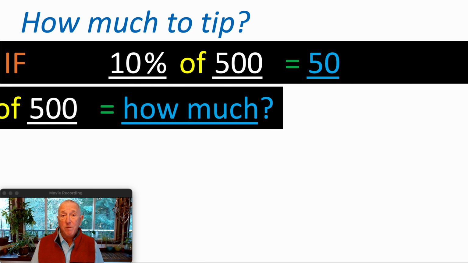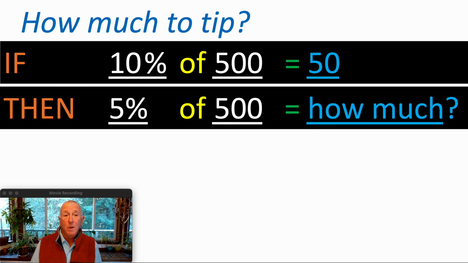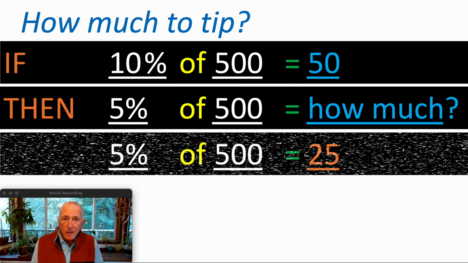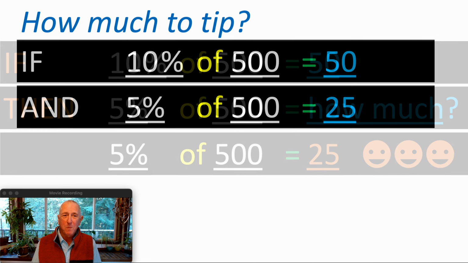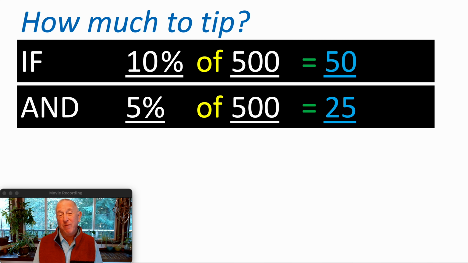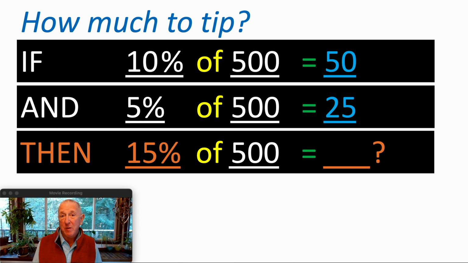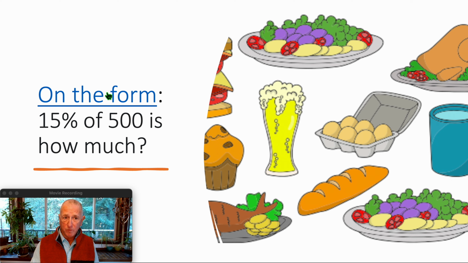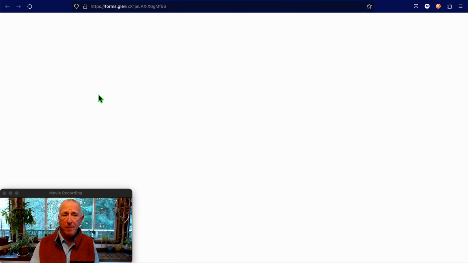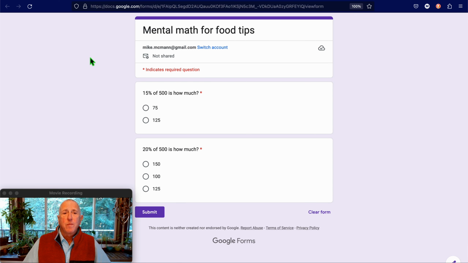What if we wanted to give a 15% tip? Well, I think we can easily get 5%, right? If we know 10% is 50, 5% is just half of that, you're right. 5% would just be $25. And now that we've got 10% and 5%, can we get 15% easily enough? I want to check your work. So go to the Google form now, click the link in your chat box, and just do the first answer here. 15% of 500 is how much?